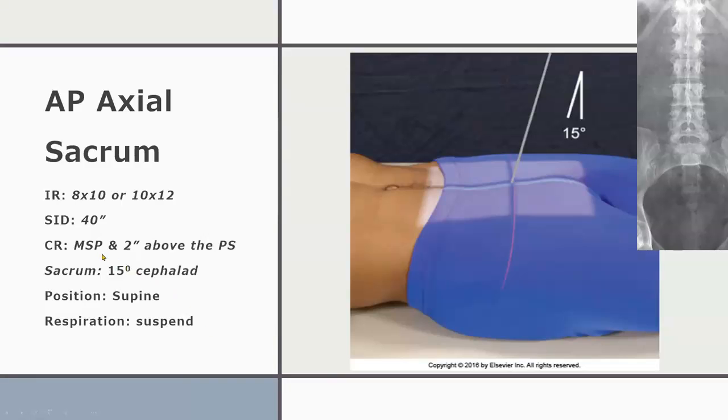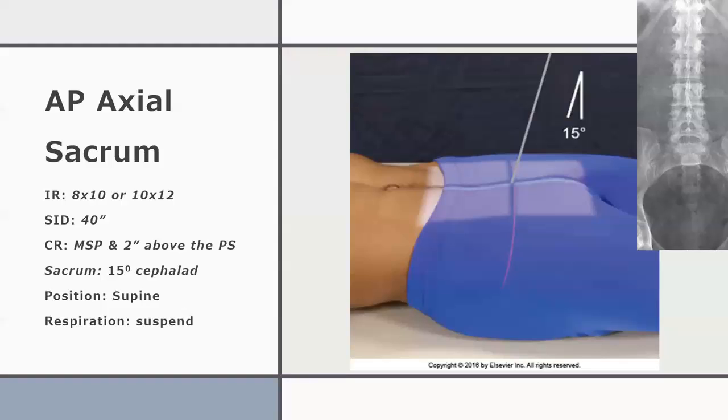Why I jumped the slide and went to this is that the central ray for an axial sacrum is centered 2 inches superior to the symphysis pubis, and for the coccyx, it is centered 2 inches superior to the pubic symphysis with a 10-degree caudal angulation. They're exactly the same.